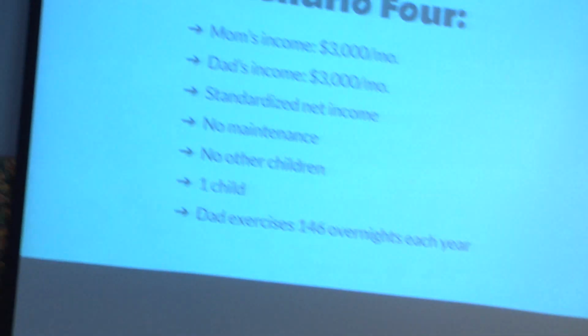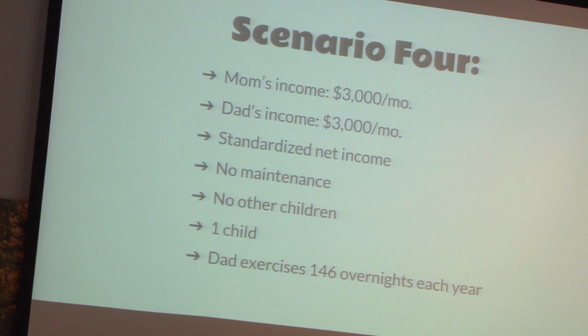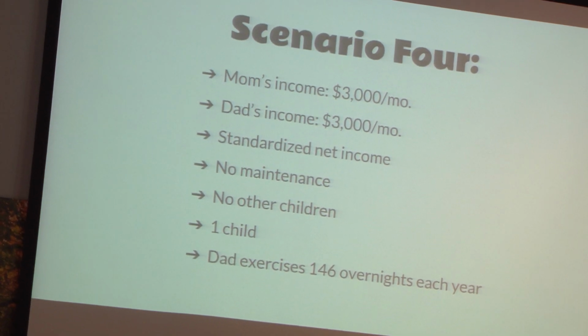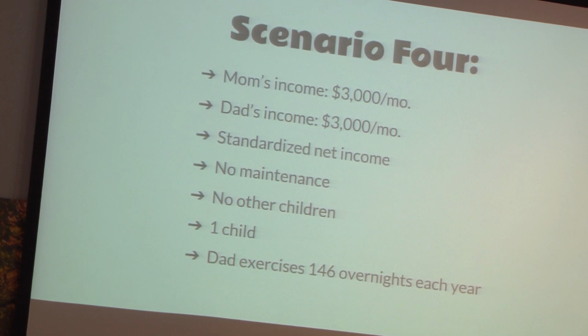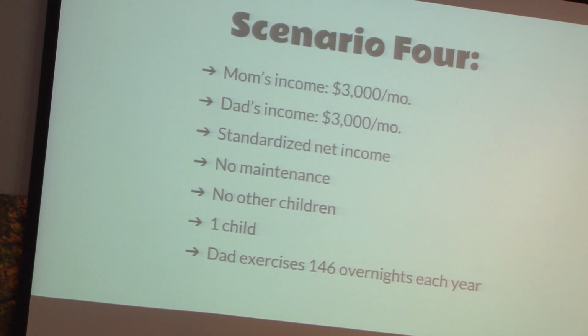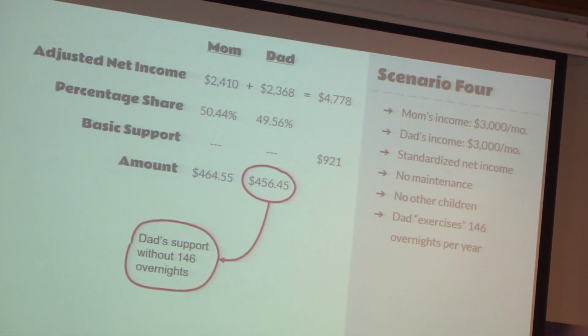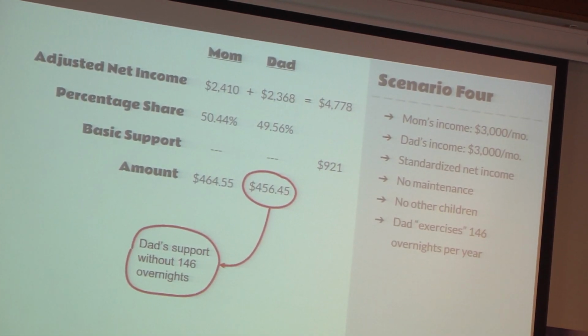Okay? All right, so let's change the scenario up just a little bit. Income remains the same, standardized net remains the same. We're not going to have any maintenance for other children because that just makes it too complicated. One child, but all we're changing right now is dad is exercising 146 overnights per year. So we've got 40% of parenting time. I'm going to skip through the calculation. I'm not going to do the whole thing all over again with you.